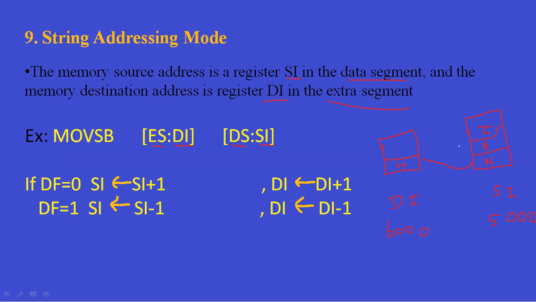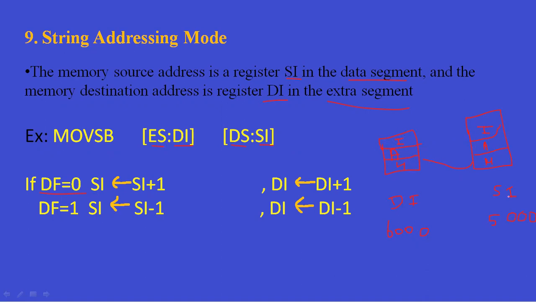Again, we have to increase the address or decrease the address. If the DF value is 0, the source index will be adding 1, incrementing the data, and the destination index also increments. For example, the first address is 5000. The second address is 5001. So 5001 moves to the 6001 position. And the next data is 5002. That data is moved to 6002. So more than one character is moved from the data segment to the extra segment.